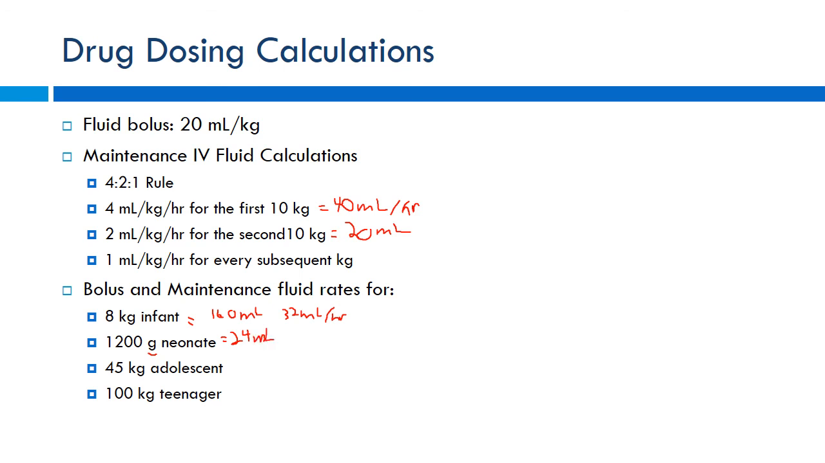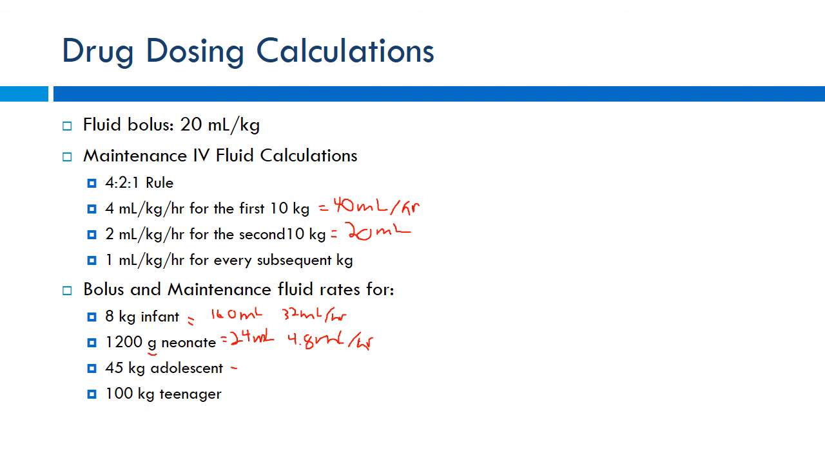And then for his maintenance rate, you'd just do 1.2 times 4. So his fluid maintenance rate would be 4.8 mLs per hour. Again, it's important to keep that per hour in there, not just 4.8 mLs total, because otherwise he wouldn't be getting a maintenance rate for very long. Okay, so that makes pretty good sense.